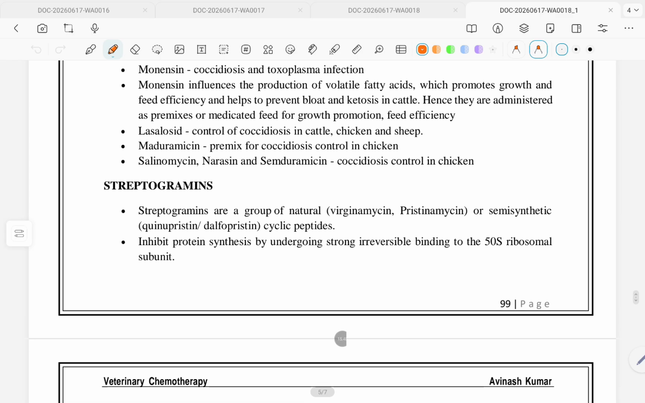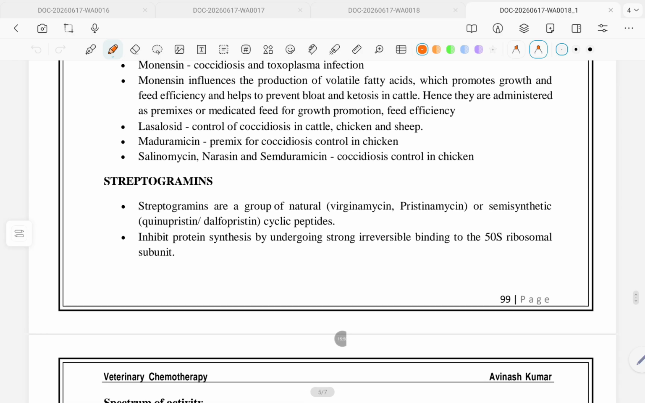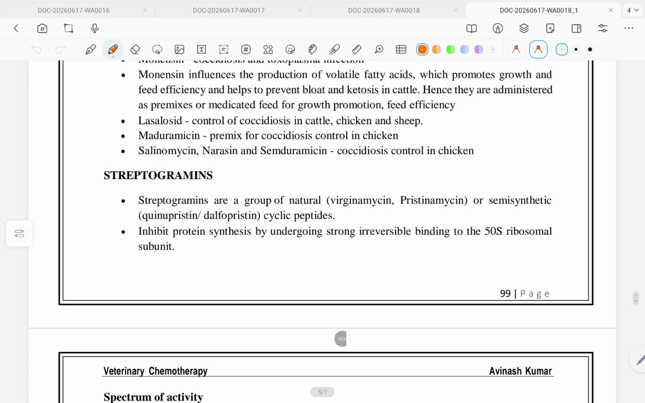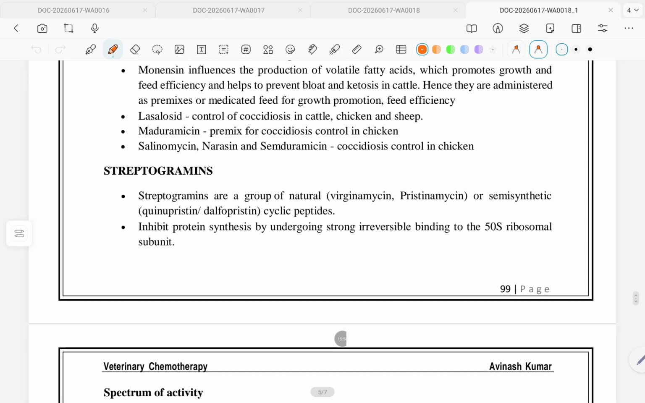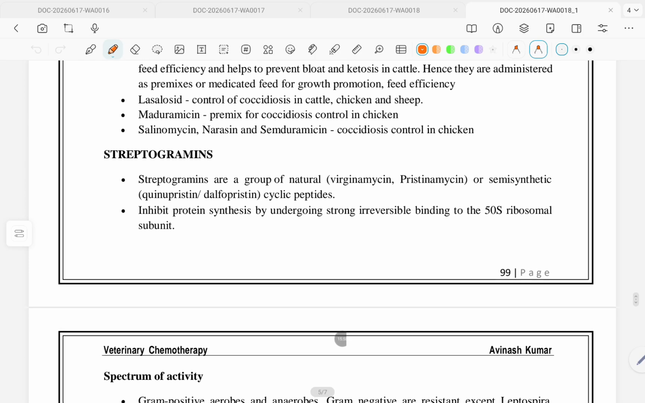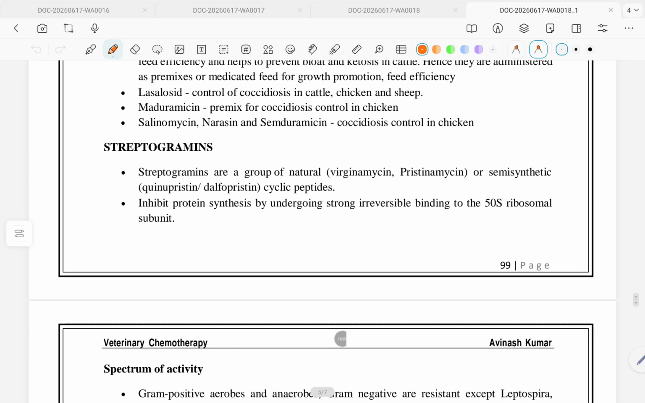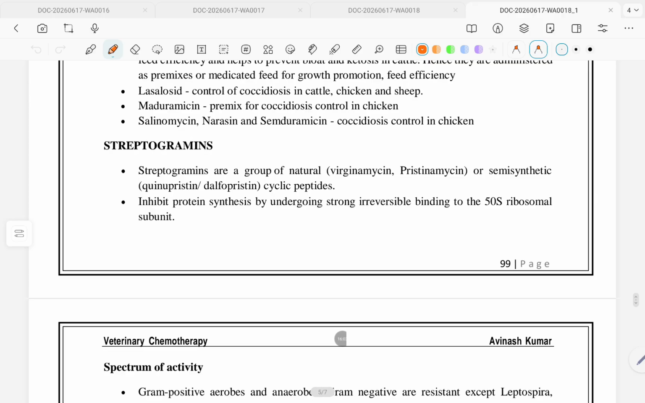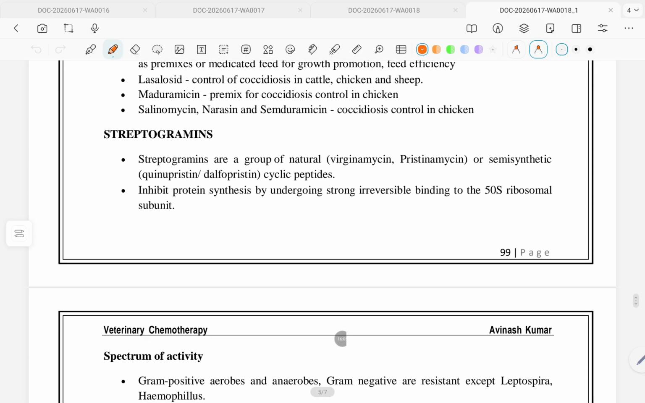Lasalocid, control of coccidiosis in cattle, chicken, and sheep. Maduramycin, premix for coccidiosis control in chicken. Salinomycin, narasin, and semduramycin, coccidiosis control in chicken.